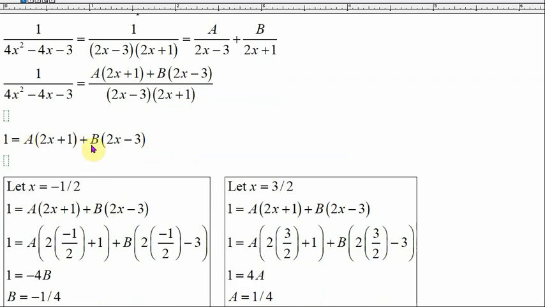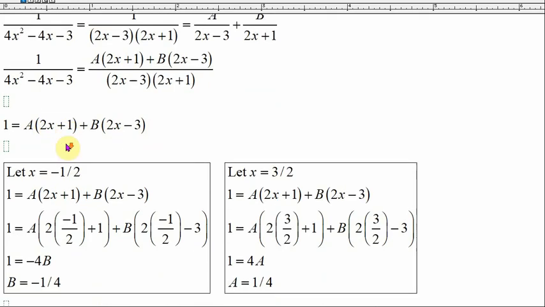And to find a and b, what we want to do is let x be something that makes this factor 0 and this factor 0. So, for example, we can let x be negative 1/2, since 2 times negative 1/2 is negative 1, and negative 1 plus 1 is 0. So in the place of x, we have negative 1/2, and this part will be 0. And here we get negative 4. So we get negative 4b equal to 1, or b is negative 1/4.